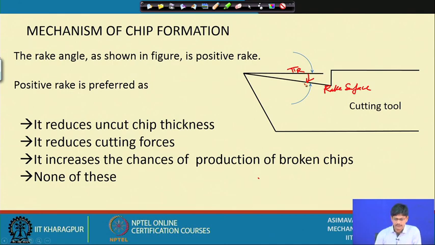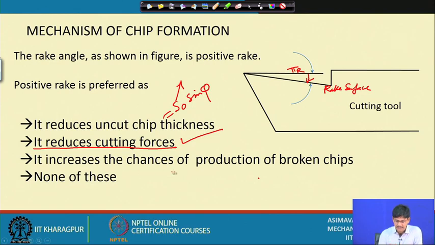So, a positive rake is preferred as it reduces uncut chip thickness. No, uncut chip thickness is equal to S0 sin phi, and it has simply no relation with rake angle. S0 is something we are setting completely independent of rake angle. It reduces cutting forces. This is correct. Let us see whether there are other correct answers.